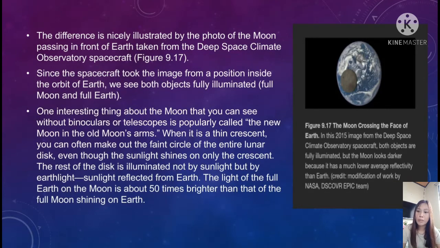One interesting thing about the Moon that you can see without binoculars or telescopes is popularly called the new Moon in the old Moon's arms. Look at the Moon when it is a thin crescent, and you can often make out the faint circle of the entire lunar disk. Even though the sunlight shines on only the crescent, the rest of the disk is illuminated not by sunlight but by Earthlight, sunlight reflected from Earth. The light of the full Earth on the Moon is about 50 times brighter than that of the full Moon shining on Earth.